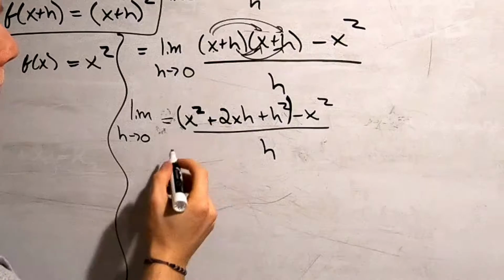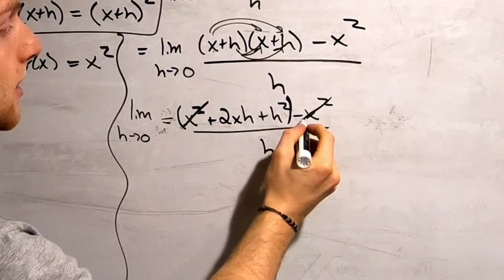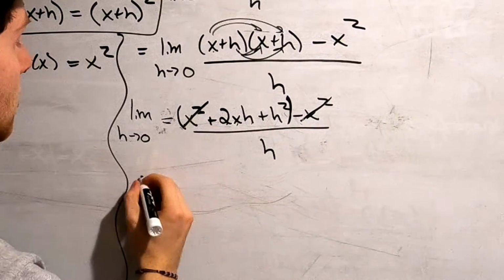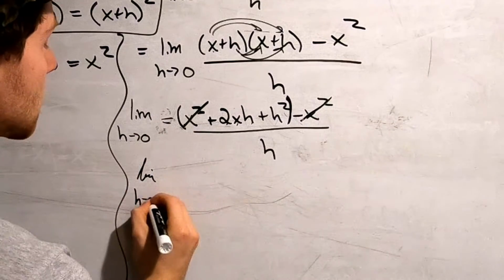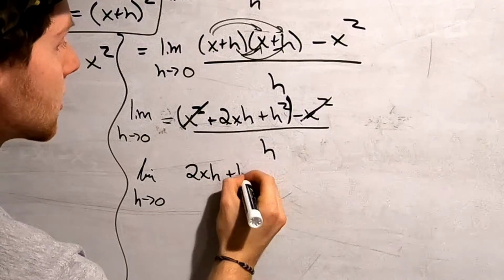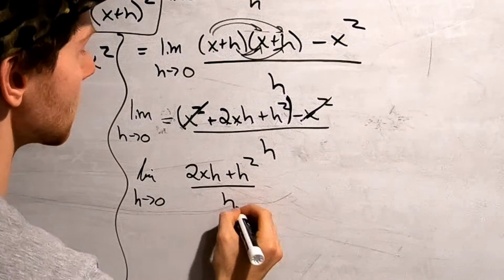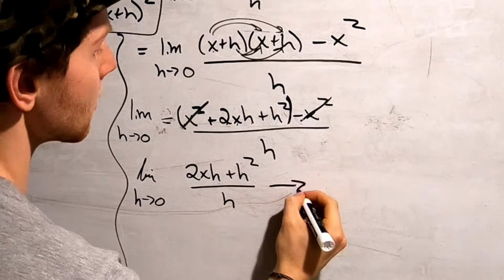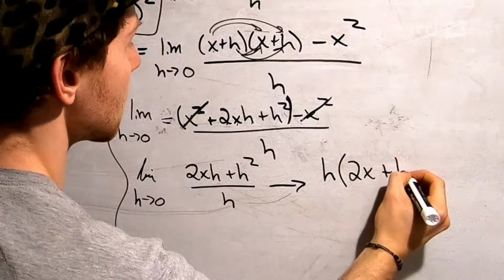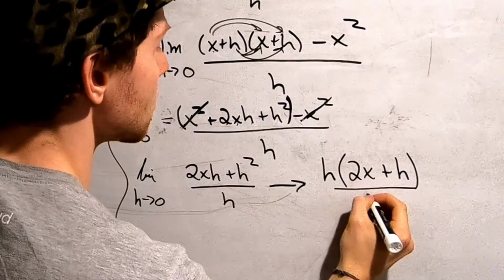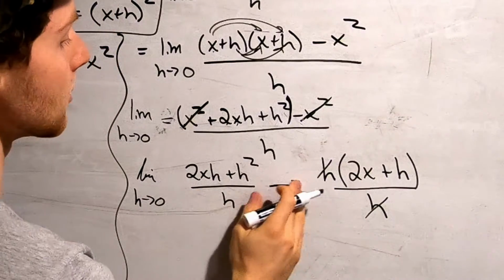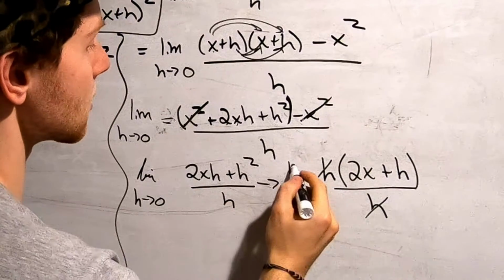And so as you can see from here, the x squared and minus x squared cancel. Cool. And then we have 2xh plus h squared all over h. So we have the limit as h goes to 0 of 2xh plus h squared all over h. And what we can do here is actually factor out an h. Cool? And then we have this all over h, right? And the h cancels. Mind you, we're still taking the limit. Sorry, I keep forgetting to write it. Usually I just write it at the end.